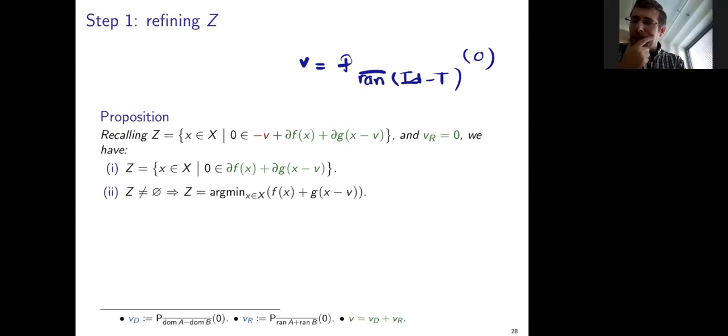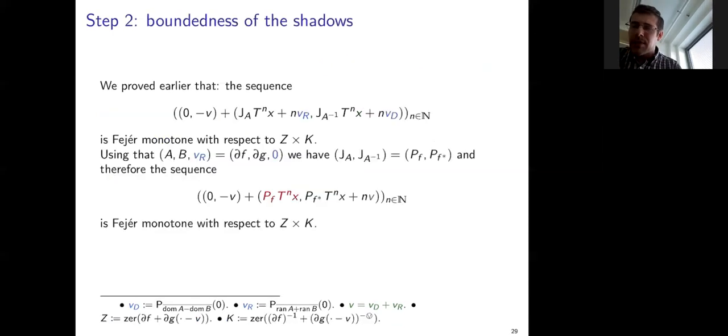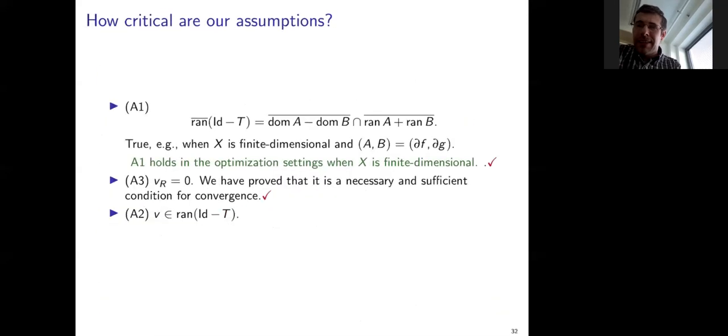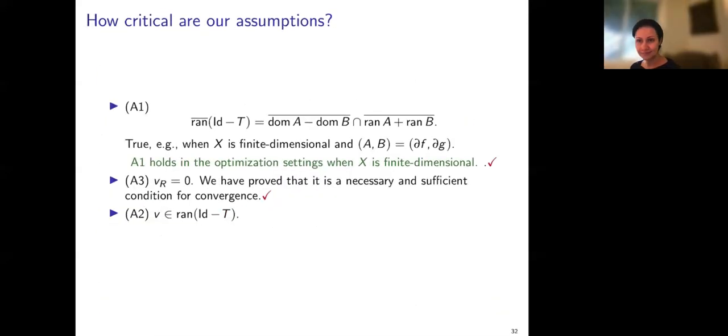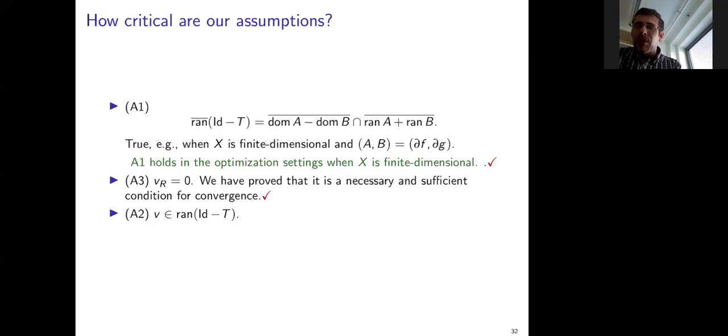Thanks for the talk. Can you go back to slide 32 with the assumptions A1, A2, A3? My question is about A1. You say that in finite dimensional spaces and for subdifferentials this is fulfilled. Are there situations when this is not fulfilled, or is this open?